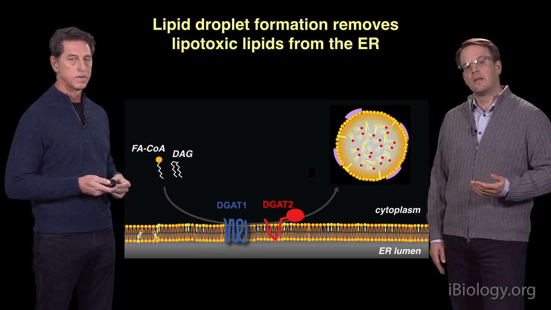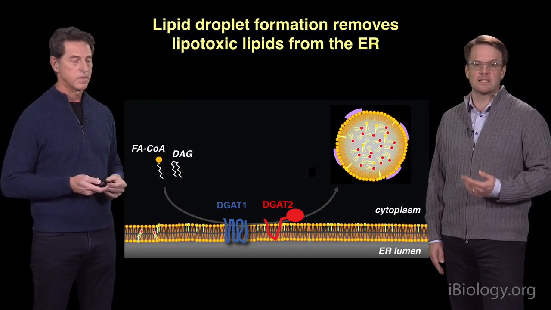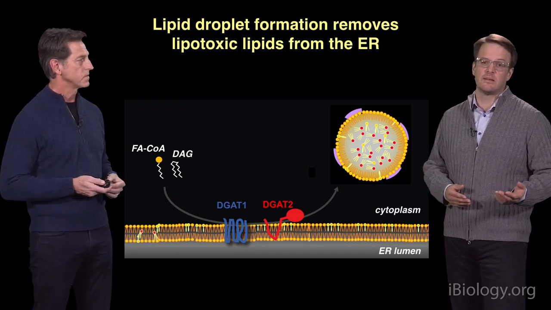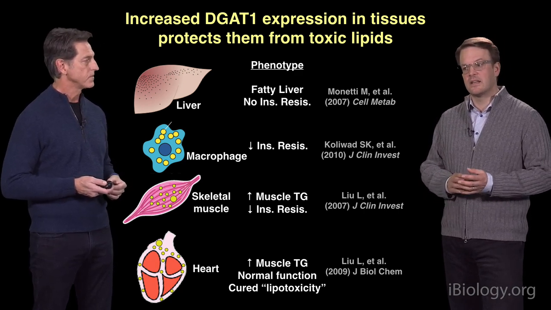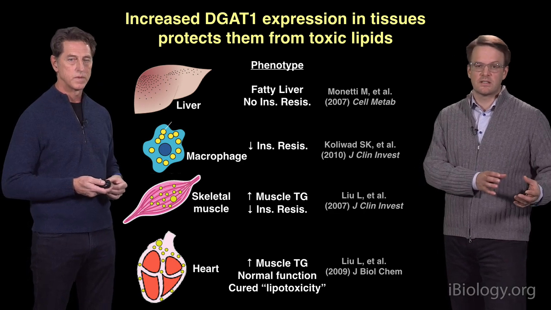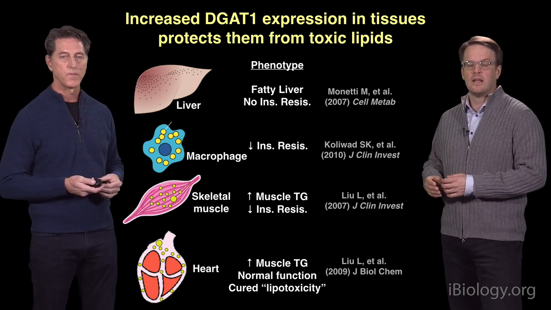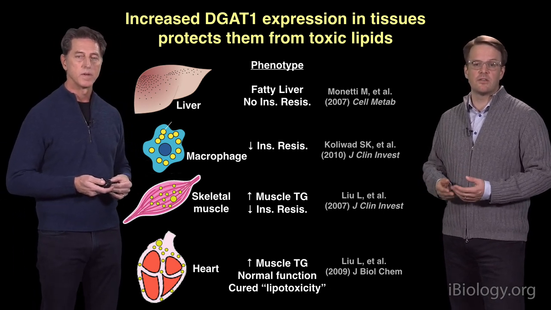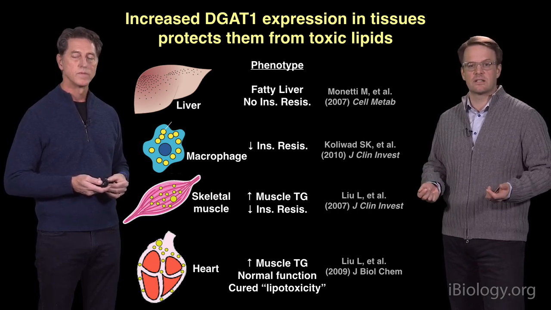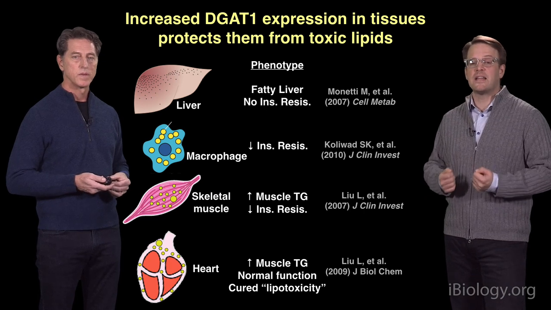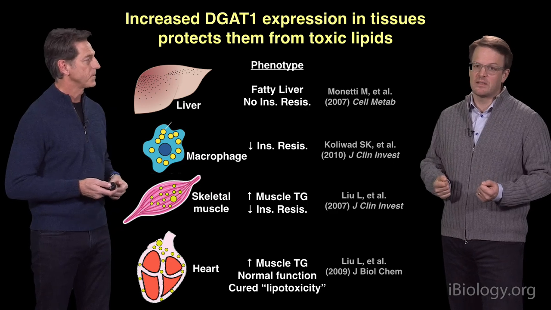And so we now know that the synthesis of triacylglycerol in general appears to protect cells from the accumulation of lipotoxic lipids. Consistent with this idea that synthesis removes lipotoxic intermediates and puts them in a chemically inert pool of triacylglycerol, there are a number of studies from our lab and others that have shown that if we increase the capacity of cells to make triglyceride, this actually leads to fatty tissue. But somewhat paradoxically to your initial expectation, maybe, this is protective.